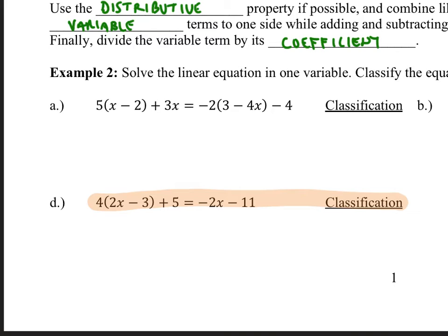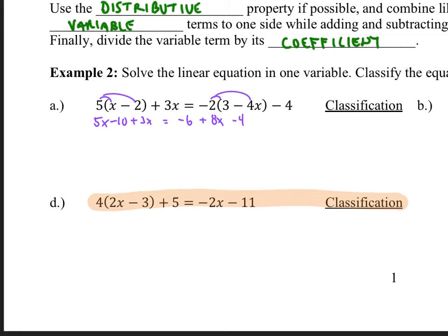So I've got some distribution to do. Some more over here. So that would give me 5x minus 10 plus 3x. Then I'd have -6 and then positive 12x. Nope, not 12x. Positive 8x and then a -4.